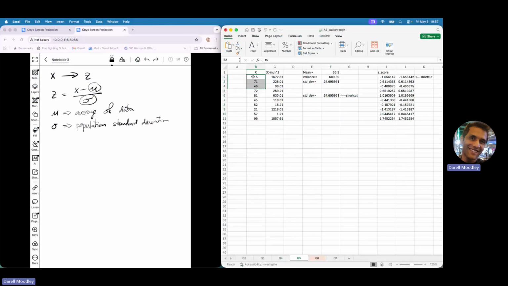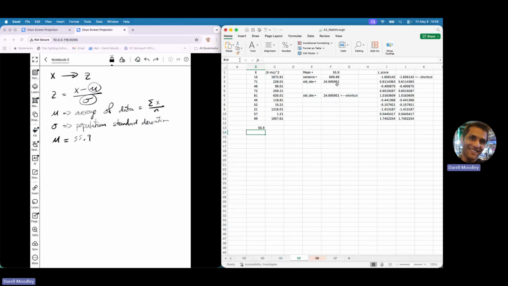I have 10 numbers, so I'm going to add everything up. Now I can use equals sum, add them all up, and then divide by how many there are, 10. Or you can use the Excel function average. It's up to you. So that's my mu. In this case, my mu is 55.9. The formula for mu is the sum of all your x's over the number of data points that you have.